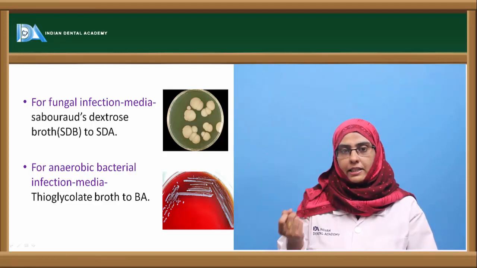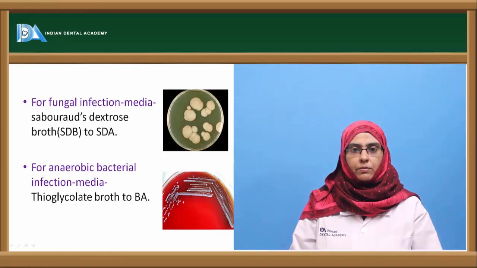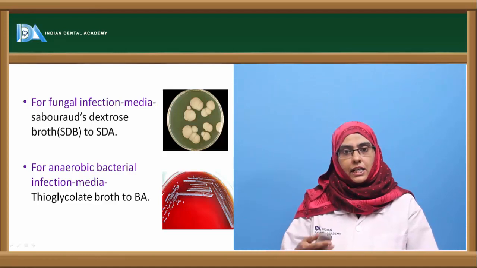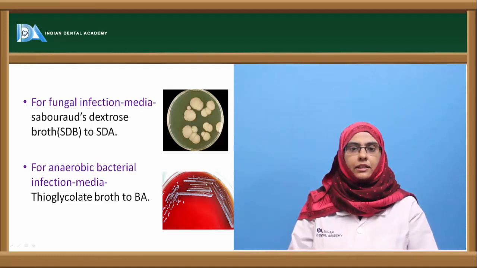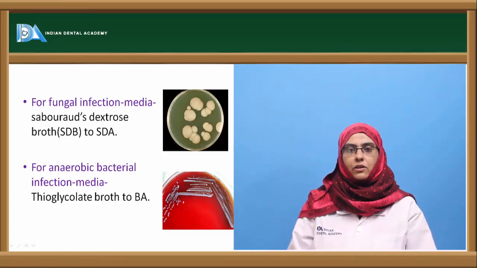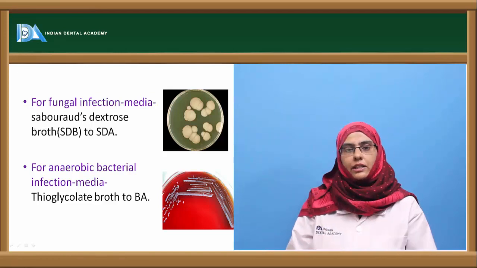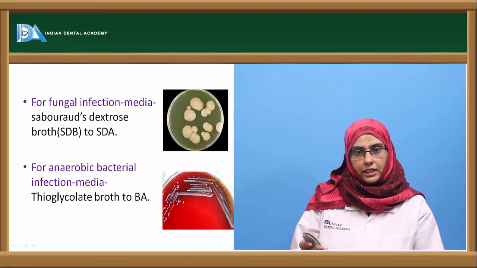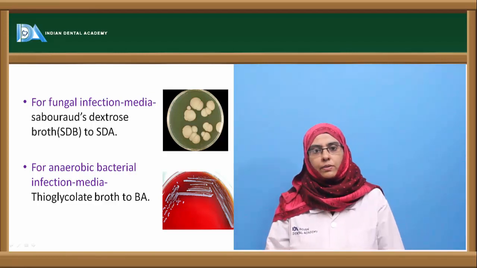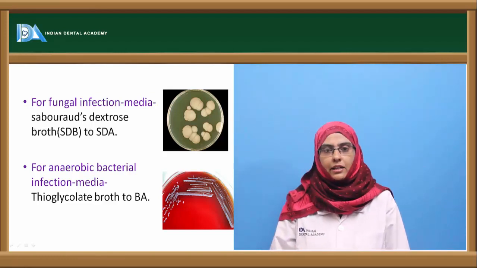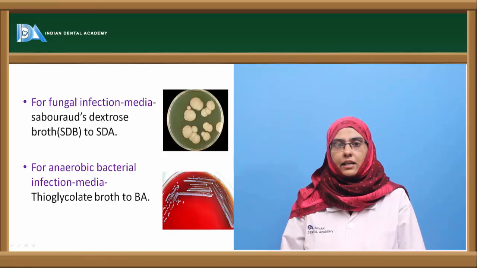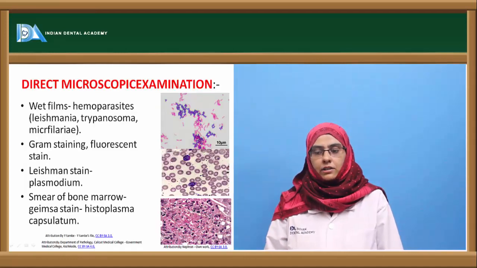And for anaerobic bacteria, as there is a difference between aerobic and anaerobic bacteria, a special media is usually taken, called thioglycolate broth, which is again later inoculated onto the blood agar. It should be carried out in anaerobic jars, providing anaerobic conditions for the growth of anaerobic bacteria. Now this is about the culture.